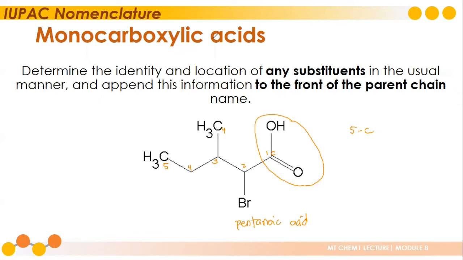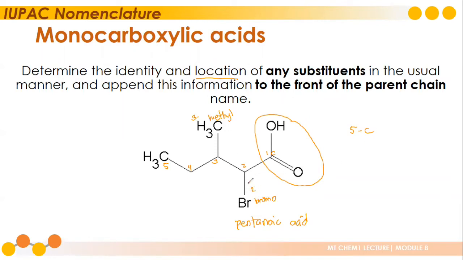For our substituents, what we need to do is determine the identity and location of any substituents. First, let's identify them. So we have here bromine, which will be put in the name as bromo, and we have a methyl alkyl group, so it will be methyl. And then determine their location. Bromo or bromine is located in carbon number 2, so it will be 2-bromo. And methyl is on number 3. Now we just need to append this information to the front of the parent chain name.